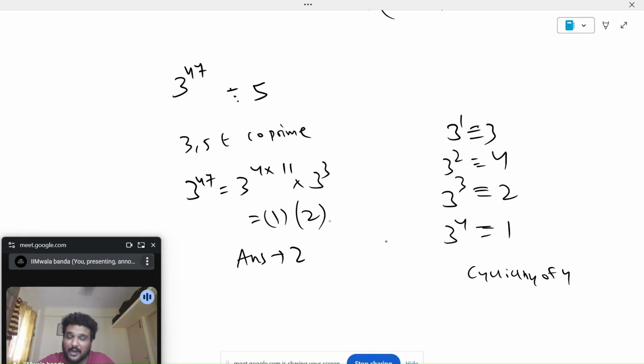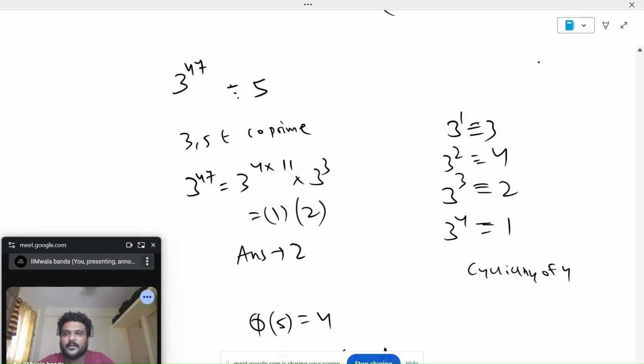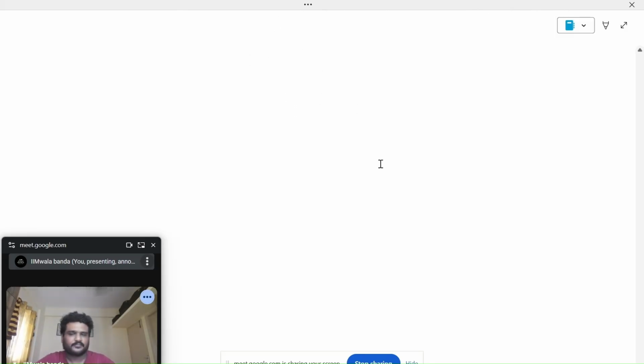Very easy. Now, if we do it with Euler, let's say 5. 5 is a prime number, so phi is 4. 3 to the power 4 will always give remainder 1 when divided by 5. So Euler just told us what we found out from cyclicity. Now again, we will do the same thing and we will get there. So I hope Euler's theorem is understood, and it's not like we will have to use Euler. We can always use cyclicity, but sometimes Euler might come in handy.